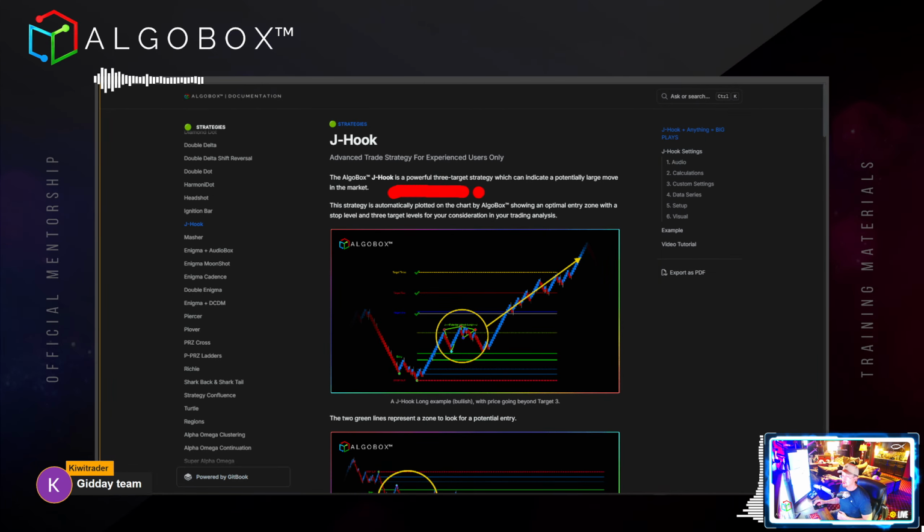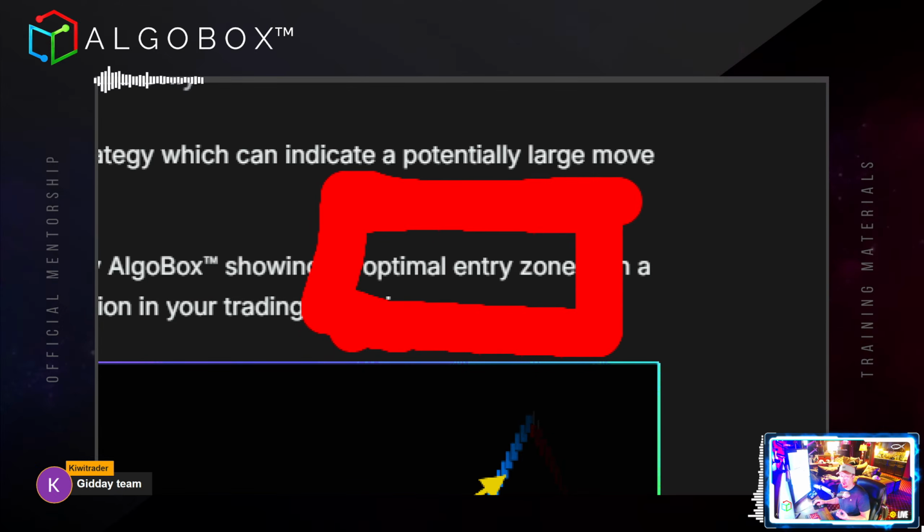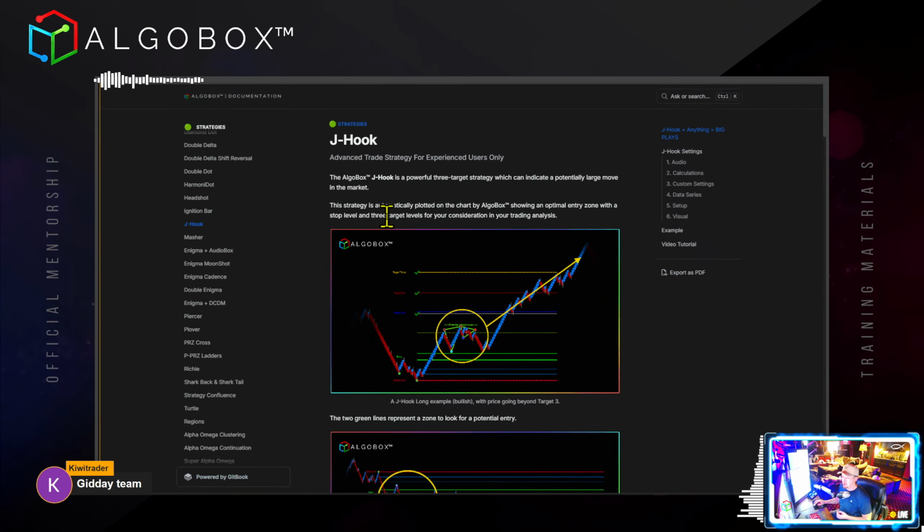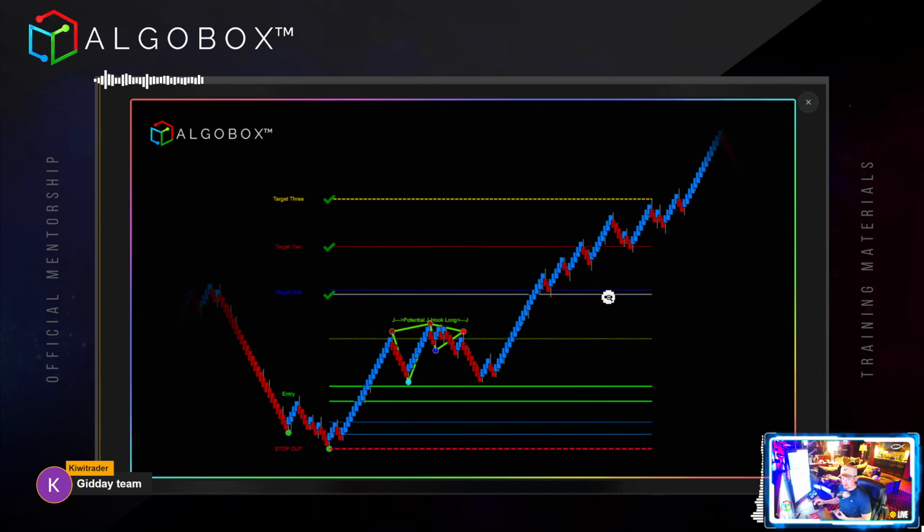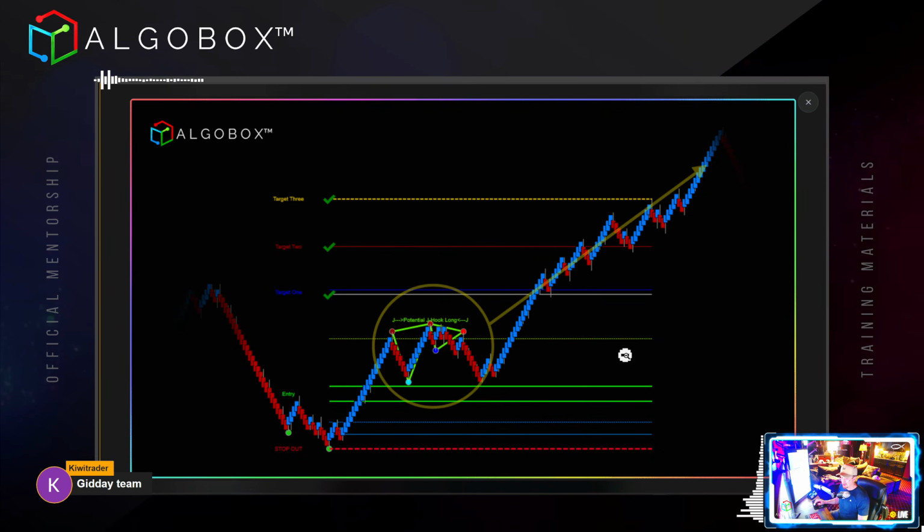So J-hook is a powerful 3-target strategy, which can indicate a potentially large move in the market. The strategy is automatically plotted on the chart by Algobox, showing an optimal entry zone. That is the important section of this for the beginning part, for the entry, with a stop level and 3 target levels for your consideration in your trading analysis. Let's zoom in and take a look at what that looks like.